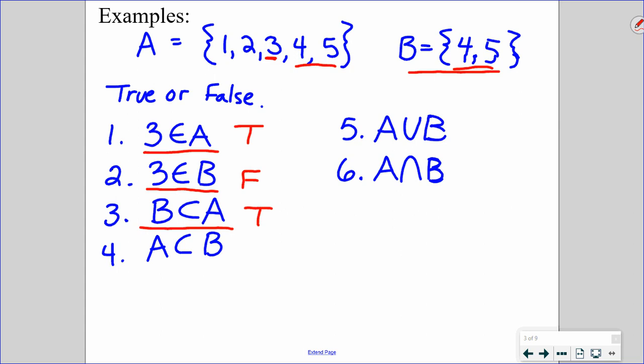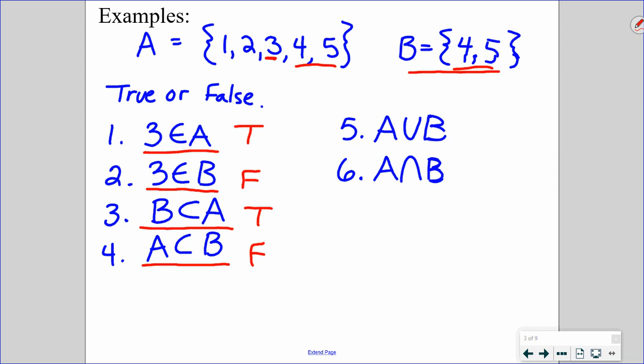All right, statement 4 says set A is a subset of set B. Well, that would be false because the elements in set A are 1, 2, 3, 4, and 5, and we do not find all of those elements in set B. Okay, now 5 and 6 are not true or false. We actually want to find these.